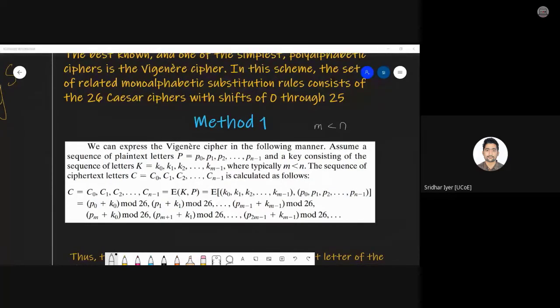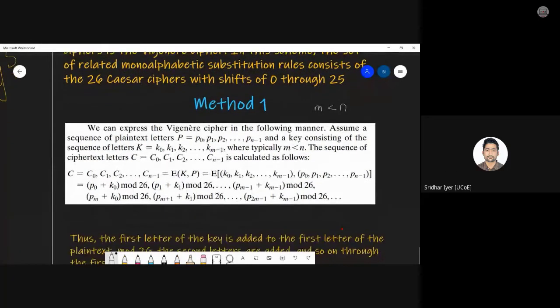Next is the ciphertext letters, C0, C1, C2 till Cn minus 1. Obviously, whatever be the plain text length, that is going to be the same as the ciphertext length also. If I send a hello message as the plain text, it consists of 5 characters. The ciphertext should also consist of 5 characters only. It should not contain anything more or anything less. Am I clear? Fine.